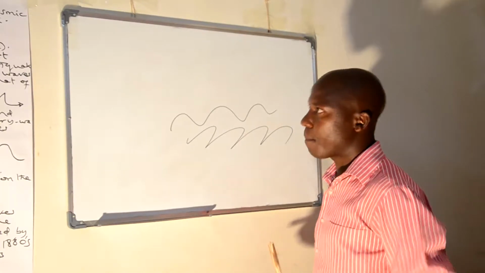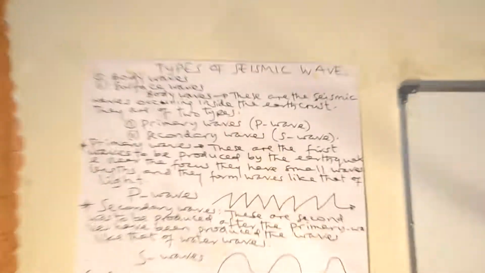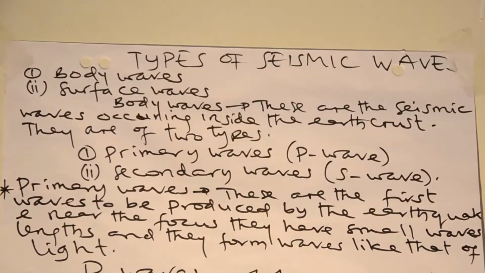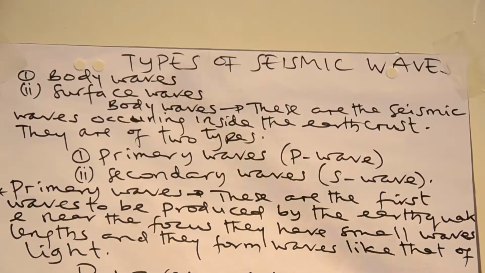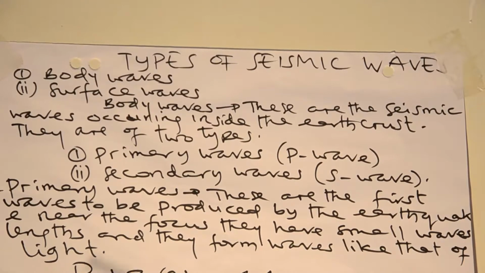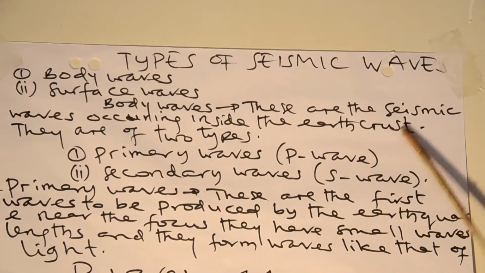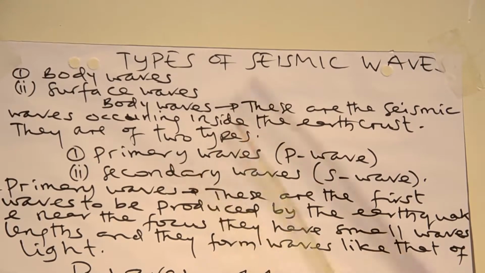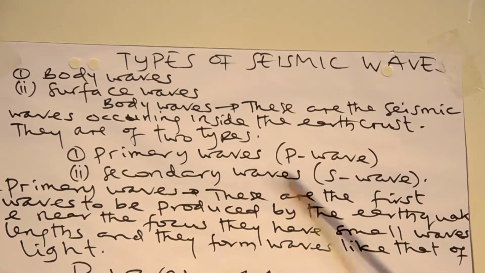But here there are the types of seismic waves. The first one is called body waves, and the other is called surface waves. Dear students, body waves are the seismic waves occurring inside the Earth's crust. They are of two types. The first is called primary waves, which are P waves. The other is secondary waves, which are S waves.